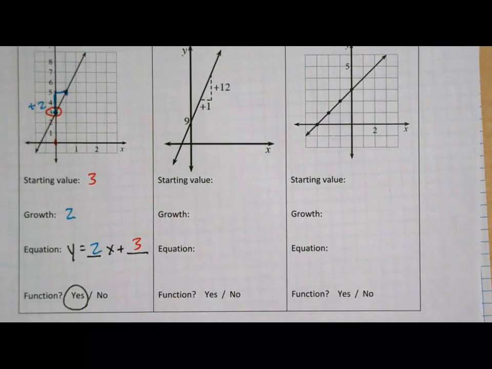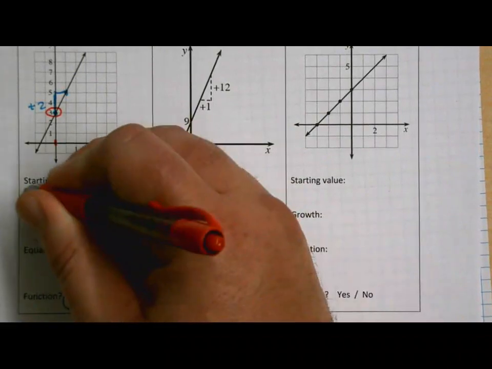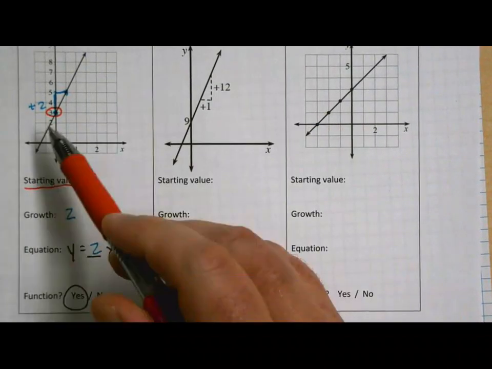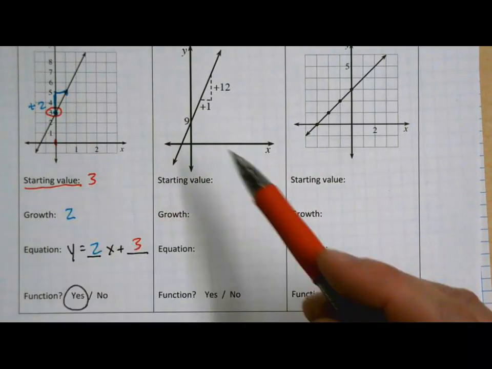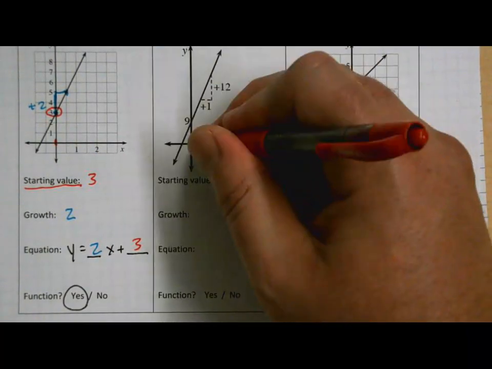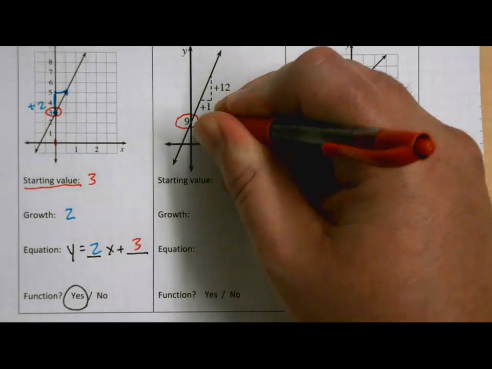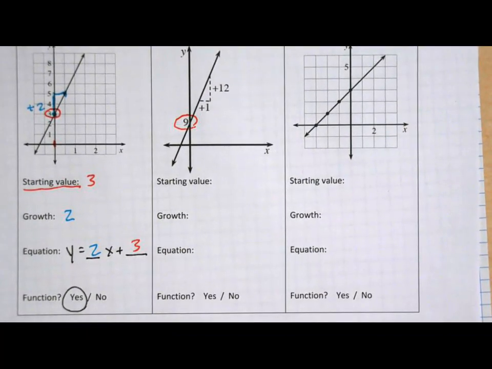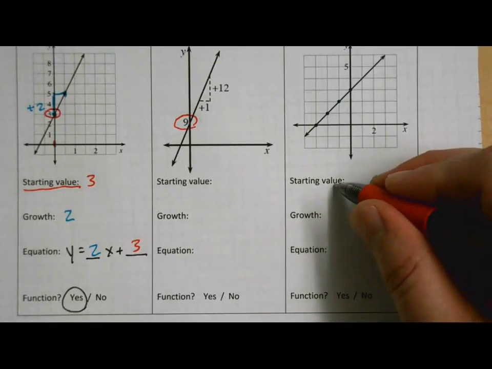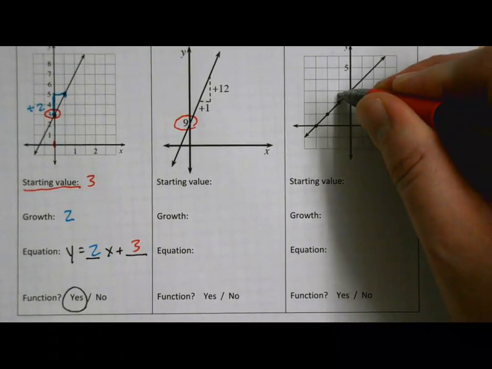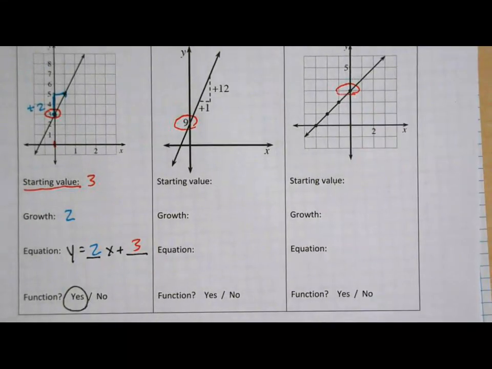All right, I'm going to give you some hints. If you'll remember, the starting value here was the y value when x was 0. My starting value here is going to be the y value when x is 0.